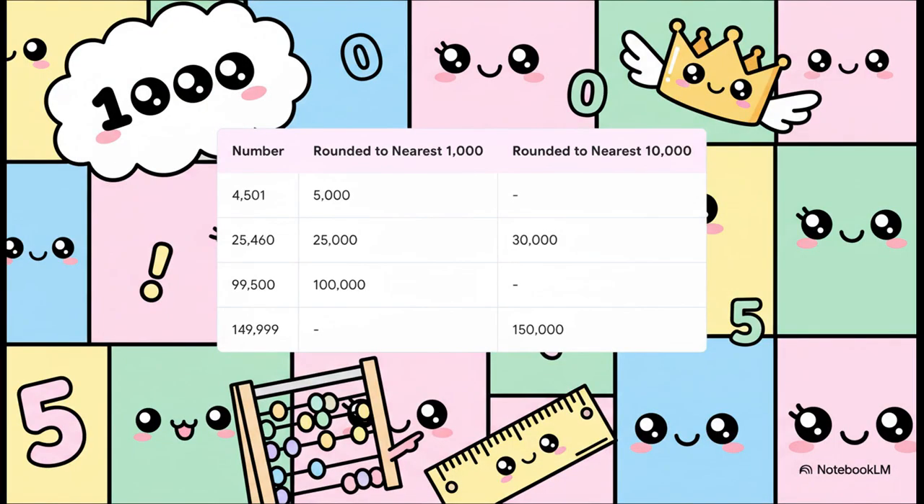And the real beauty here is that this rule works no matter how big the number gets. Let's try rounding 25,460 to the nearest 10,000. We look at the 2 in the 10,000s place, and we check its neighbor, which is a 5. 5 or more, raise the score. So 25,460 rounds right up to 30,000. The rule is always the same.